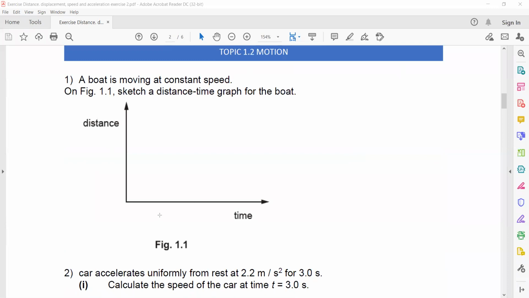Whenever a boat or object is moving with a constant speed, the distance time graph will be a straight line passing through the origin. It shows that it is a constant speed or constant gradient.